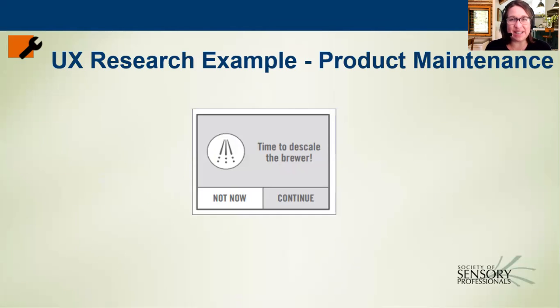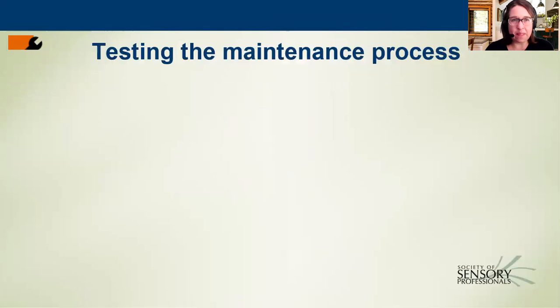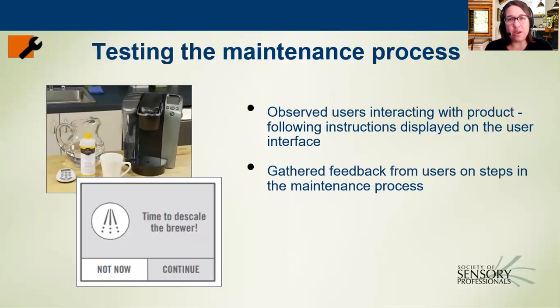Okay, the next example I'm going to go through is one about product maintenance. So for this, we were testing the maintenance process. Users were observed interacting with a product and following the instructions that were displayed on the user interface. These are, again, one-on-one sessions. We had about 12 participants in total for these small sample qualitative studies, and we gathered feedback on the steps of the maintenance process.